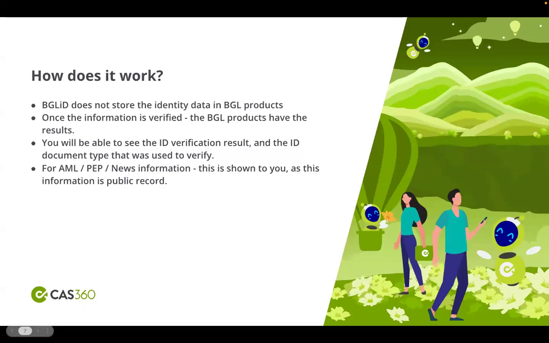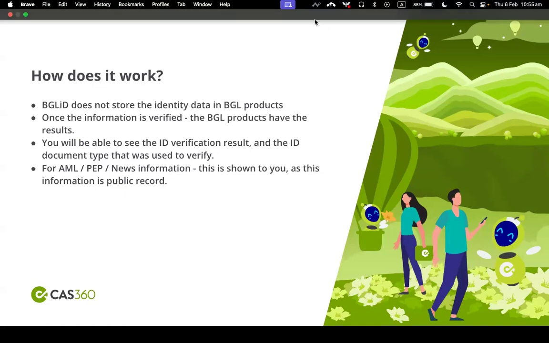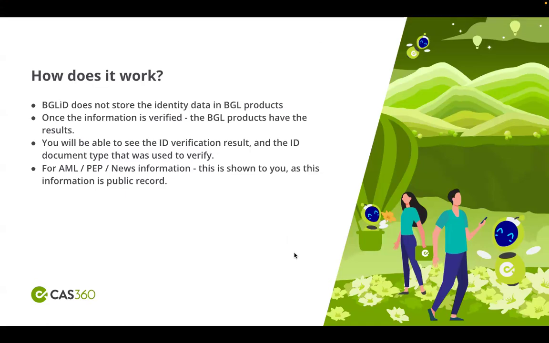And for AML and PEP and the news information, this will also be received and saved into Cash 360 as well. So these will be stored into Cash 360 linked to your contact because these are public information. So these were fine to store. These won't be affected by any of those requirements.